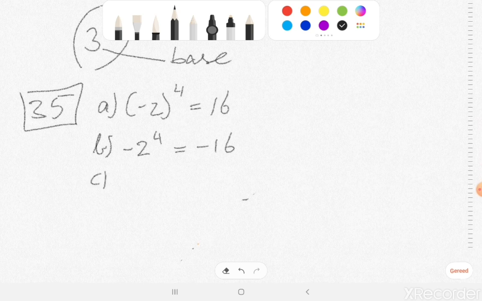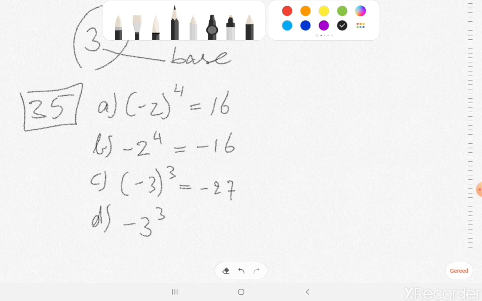Exercise C, minus 3 inside the bracket to the power of 3. The base is negative, the index is an odd number, so minus 3 times minus 3 is 9, but if I multiply it again with minus 3, you get minus 27. Exercise D, but what if it was without a bracket? It is still minus 27.